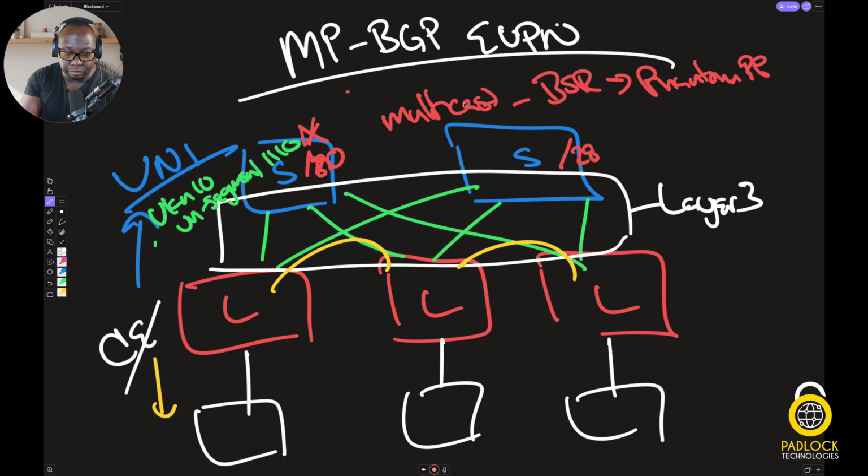So this is your traditional. This is what you would see in traditional, manual VXLAN, or traditional VXLAN, and then ACI does this.